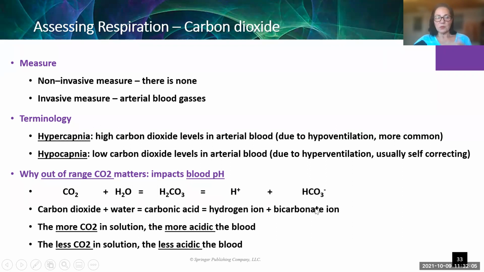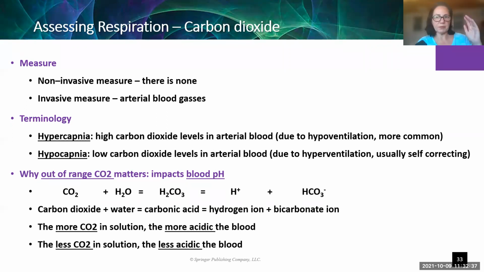What happens when the carbon dioxide levels are out of range? When we have more carbon dioxide, so there's hypoventilation, we're not able to get rid of the carbon dioxide, we're building up carbon dioxide. That's going to cause more carbonic acid to form, which is going to cause more carbonic acid to fall apart. So we're going to have more free hydrogen ions in solution. That's going to make the blood more acidic. That's going to drop the pH.